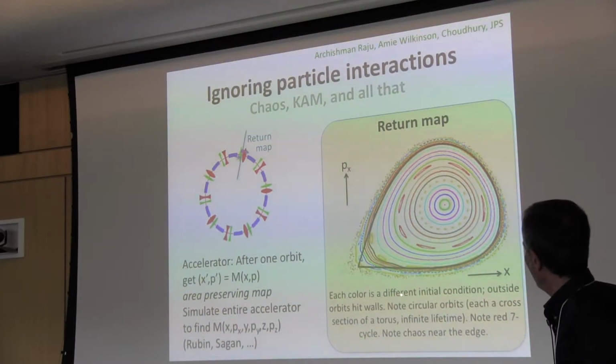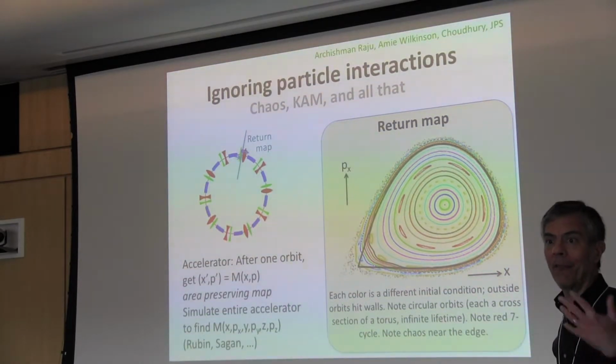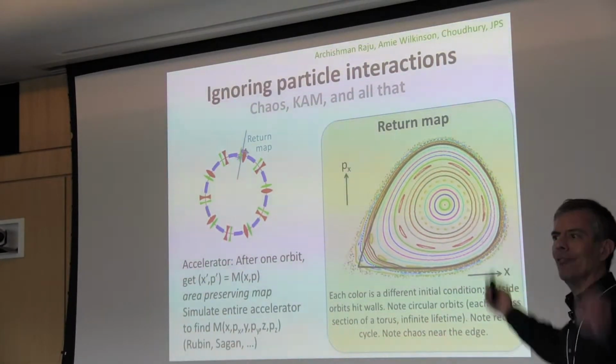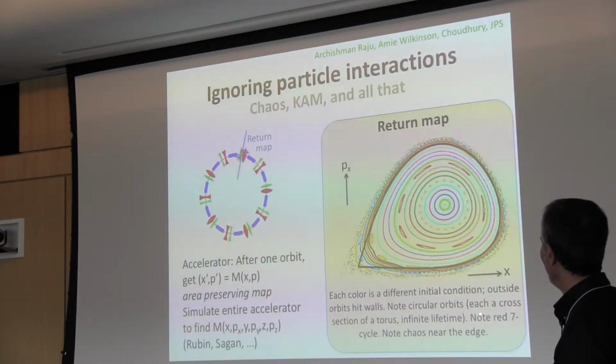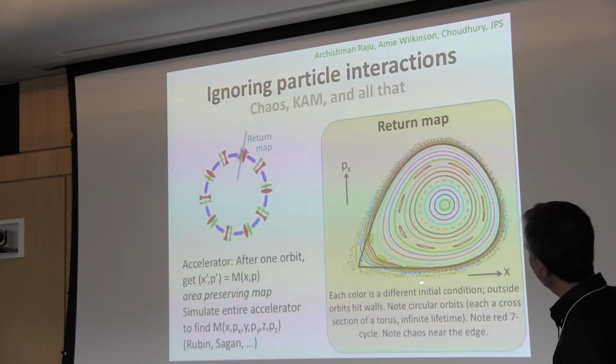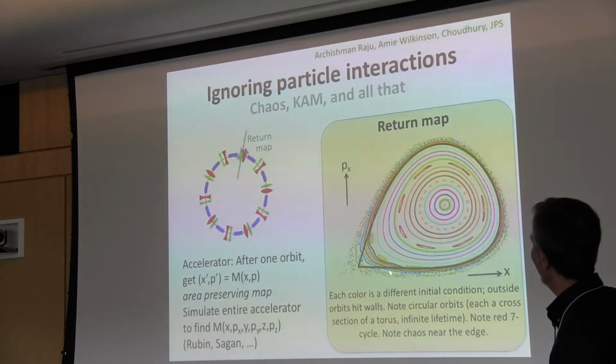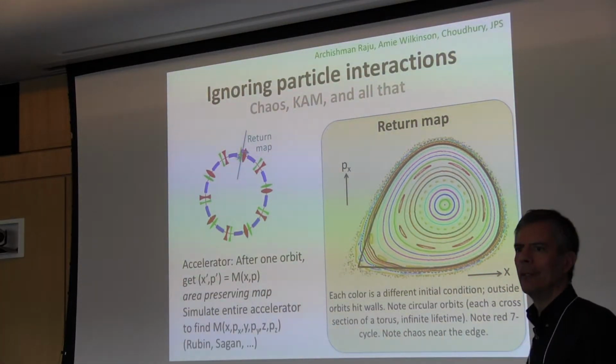And so I want you to notice the circular orbits. They're the amazing thing. The fact that there are any circular orbits, not chaos everywhere, took a long time to figure out. And then this red 7 cycle, and then out here you can see chaos. I'll show you another example where the chaos is much more obvious.